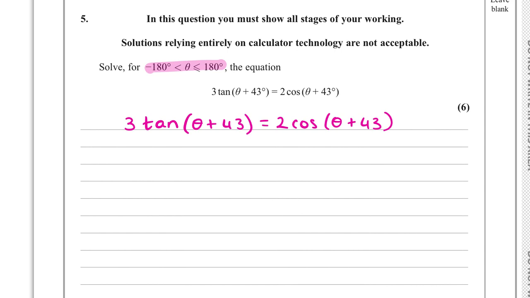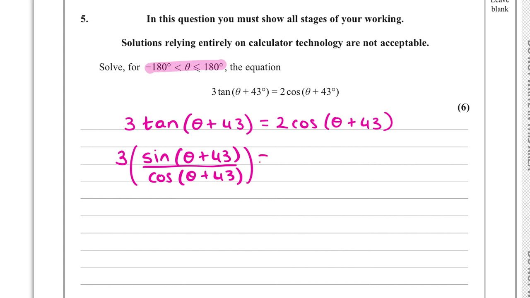Okay, there's nothing I can really do right now because I have tans and coses. Remember, I want one trig function. What do I definitely know about tan? Yeah, silly cow. Sine over cos. That's how I remember it. So I get 3 lots of sine of theta plus 43 over cos of theta plus 43. Now, one of the biggest mistakes people make here is that they do 3 sine over 3 cos, and that's incorrect. Remember, it's 3 lots of this equals 2 cos of theta plus 43.